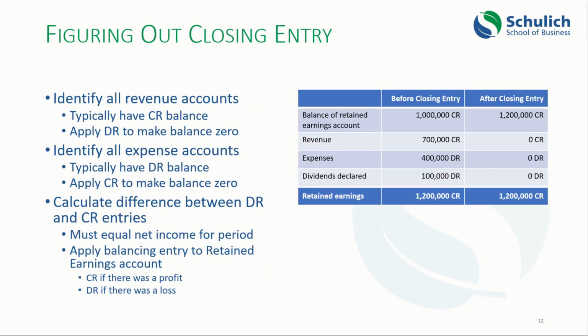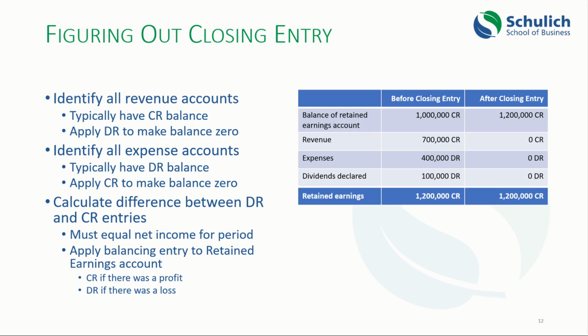There's nothing mysterious about the closing entry. Just apply the necessary debit or credit to bring each revenue or expense account balance to zero. Do the same thing for dividends declared, which actually doesn't show up on the income statement. It's on the statement of changes in retained earnings, if you remember those linking statements that I mentioned in a previous video. The balancing entry will go to retained earnings.